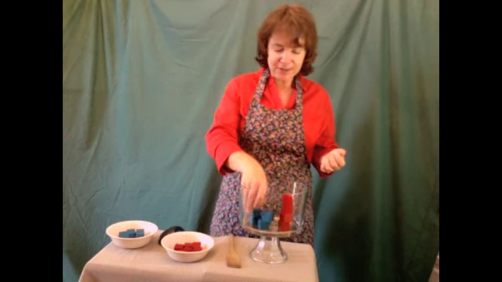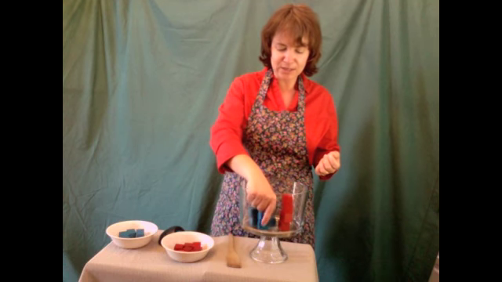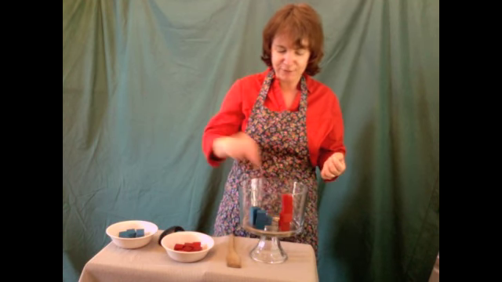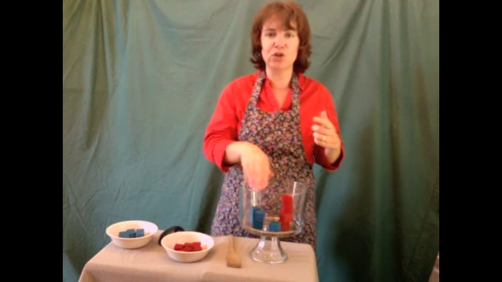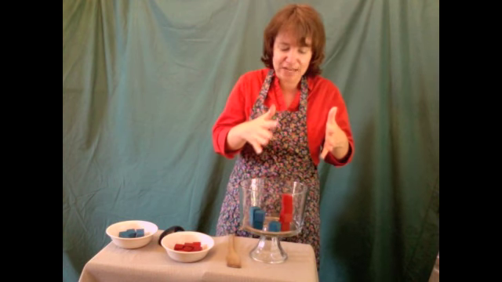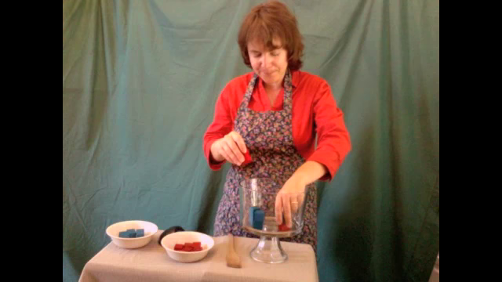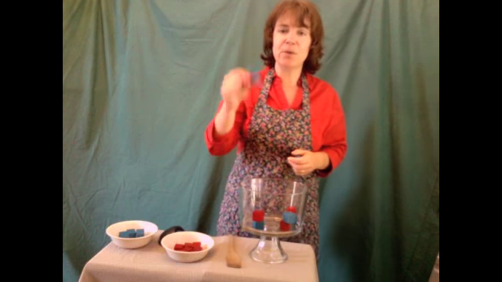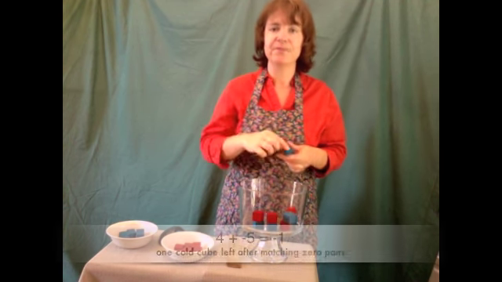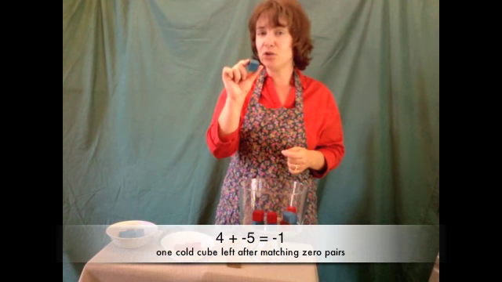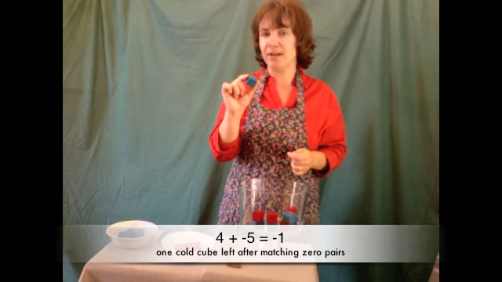Now, in order to figure out the temperature, I want to look and see which one of these are canceling each other out. In fact, I can see that I have more cold cubes, so I know it's going to go the cold direction. If I match them up, these 0 pairs cancel each other out. So I just have 1 cold cube, so my answer would be -1.